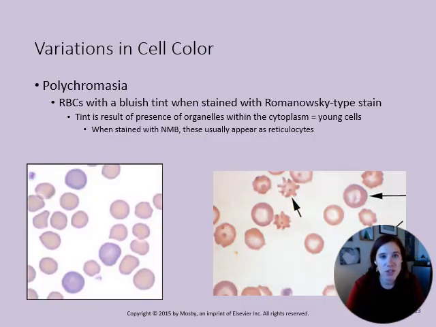We then can see variations in cell color. The term polychromasia refers to erythrocytes that exhibit a blush tint when stained with the Romanowsky-type stain, also known as Wright stain. In figure 11-15, we can see this blue tint, and it's a result of organelles remaining within the cytoplasm. Therefore, these are going to be young cells, and when stained with new methylene blue, these cells will appear as reticulocytes, which we'll talk about a little later. But polychromasia is the variation in cell color.